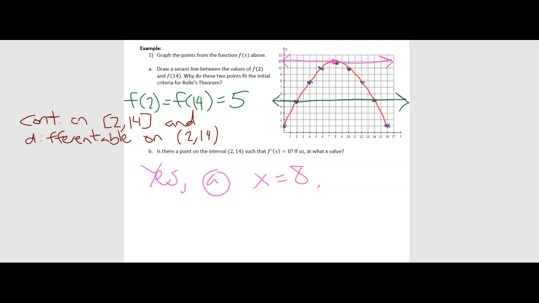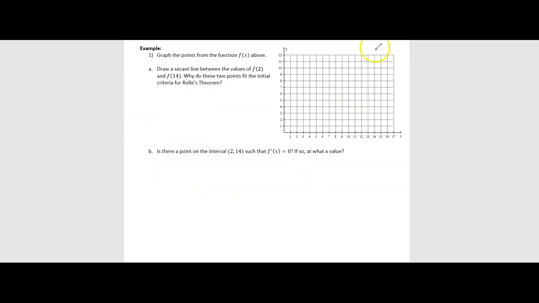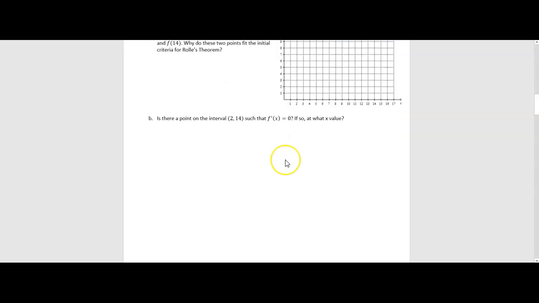So let's jump down to number 2 on the next page. Let's look at a different type of example. So I'm going to have you pause the video, work through these questions on your own, and then come back and join the discussion. Okay, so it says answer the questions about the graph below.